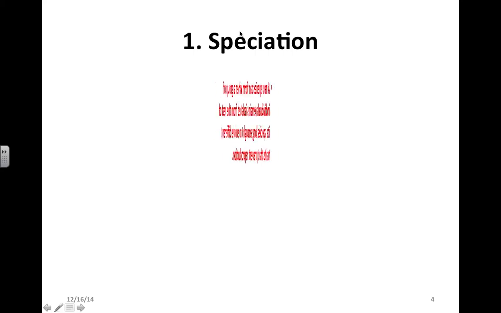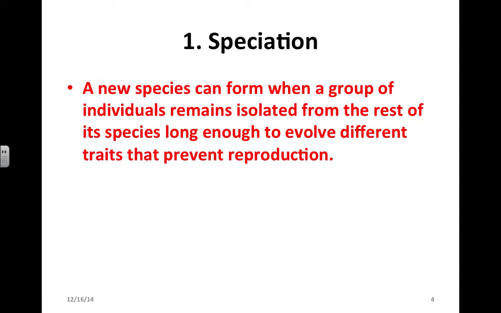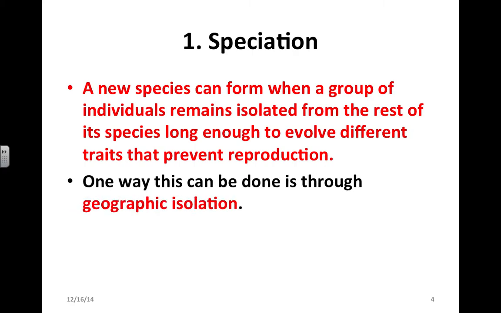Speciation means we get a new species that's formed. So how can this happen? Well, they can form when a group of individuals remains isolated from the rest of its species long enough to evolve different traits that prevent reproduction. So if you need to pause the video to write this down, go ahead and do so.